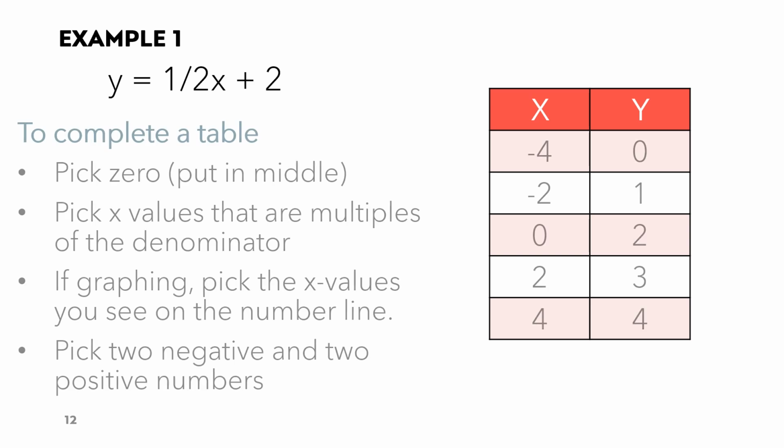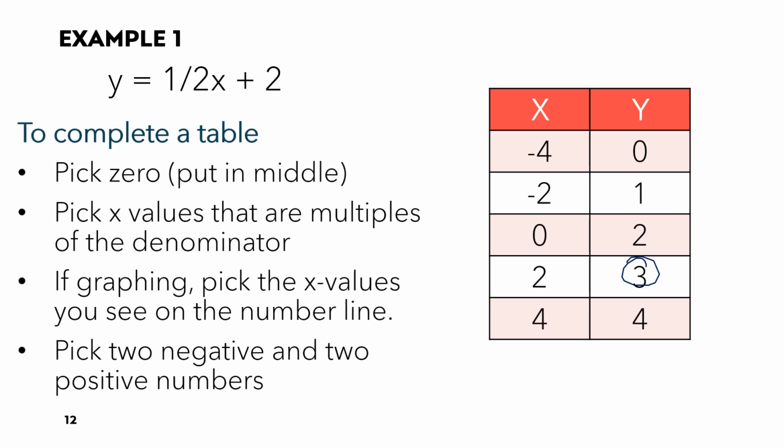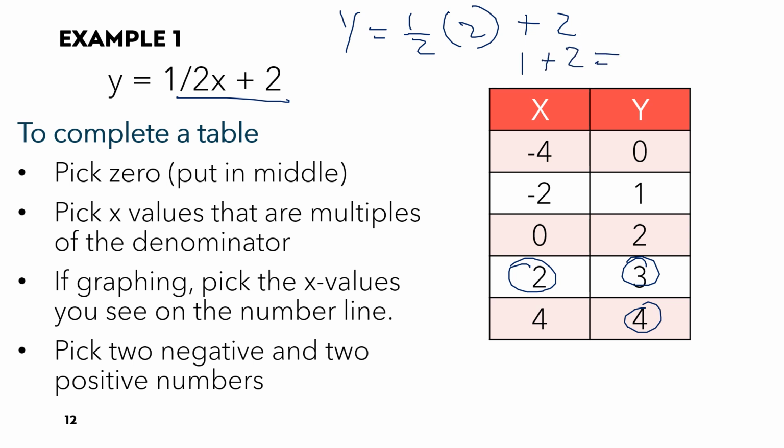Well, I've got 3 and 4 for my next two answers. Let's work them together and make sure nobody's lost. Using this equation in this table, we're always going to use this equation because it's what's given to us. You do 1/2 times this x value, because that's in the table, 2, plus 2. Well, half of 2 is 1. 1 plus 2 is 3, which checks out. Next, do y is equal to 1/2 times 4 plus 2. So half of 4 is 2. 2 plus 2 is 4.